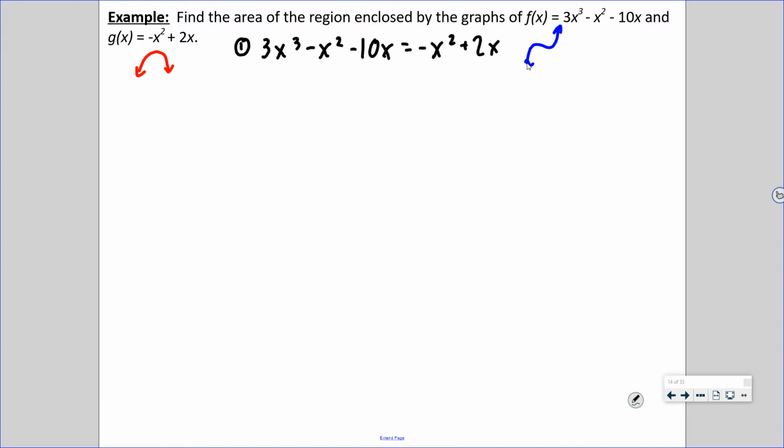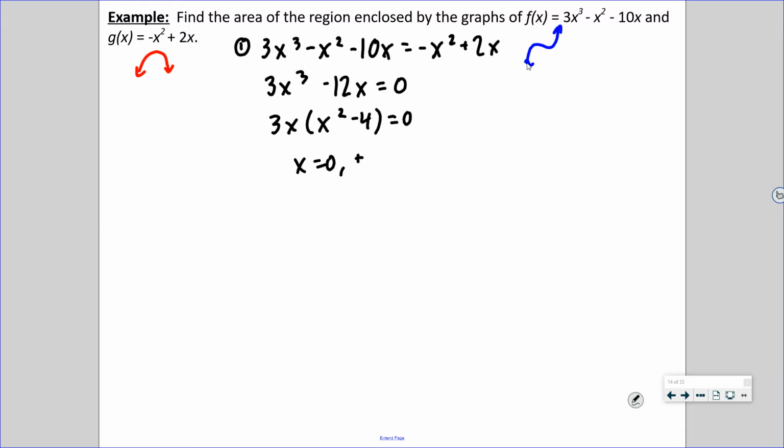Again, if you're asked to find the intersection points and you can't solve it algebraically or it's not a nice clean number, you'd be able to use your calculator to do that. I have one in here that we'll have to do that for. All right, set this equal to 0. We can factor out a 3x.